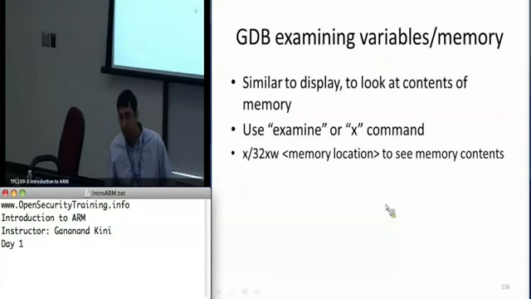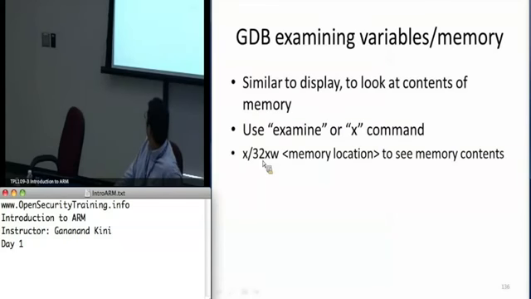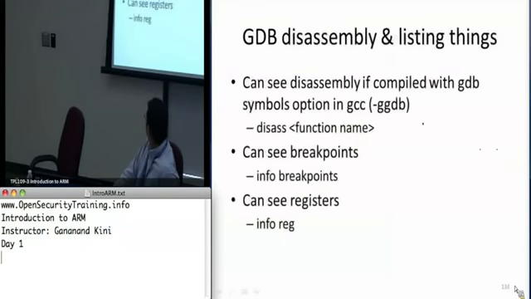Similarly, to display or look at memory contents, you use the x or examine command. The examine command takes a format string. If I want to look at a particular memory location, and I want to look at 32 words in hex, this is how I would do it. This says look at a count of 32, print the values in hexadecimal, and print them a word at a time. I'll show you more examples of this in a little bit.